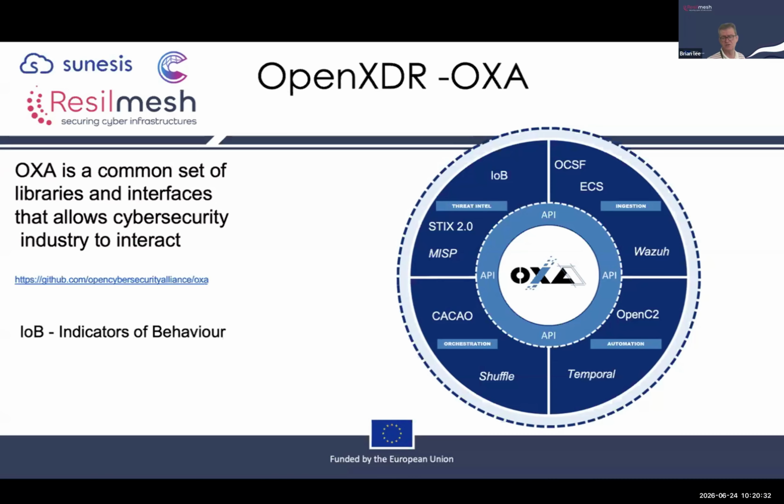The third is orchestration. And there the main standard is CACAO. And this will be explored by the guys from Scientific within the XMesh project. And finally, we have the threat intelligence sharing, which is based on STIX 2.0. Within the project, we've explored the use of something called indicators of behavior, which is a sub-project of the OCA, which looks at using STIX objects to represent not just individual behaviors, but sequences of behaviors. So you can describe and share a multi-step attack.